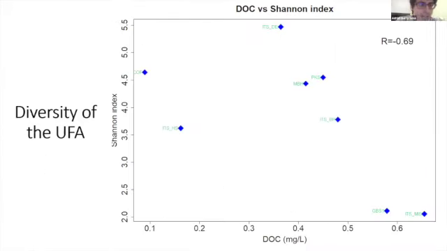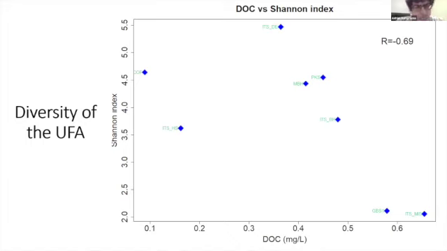Of course, I don't have a lot of time to go into the details of the microbiology of the UFA, but I just want to give you a couple of highlights. First of all, when we measure the diversity of the microbial communities using the Shannon index, we find that the correlation with dissolved organic carbon is negative.